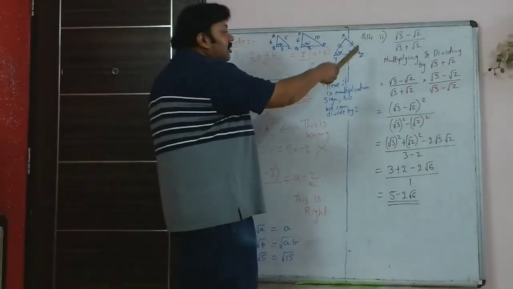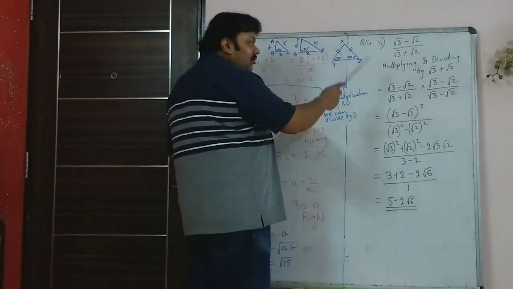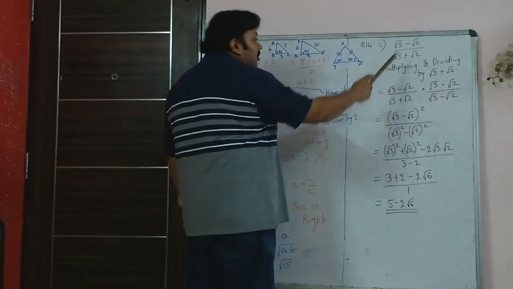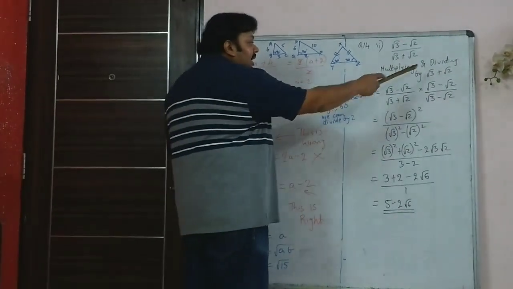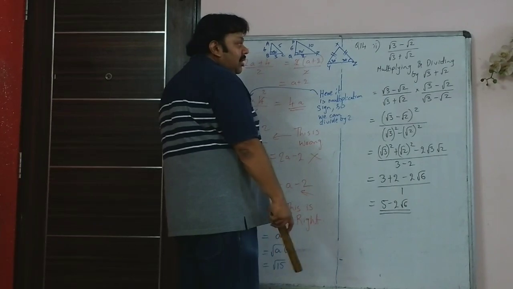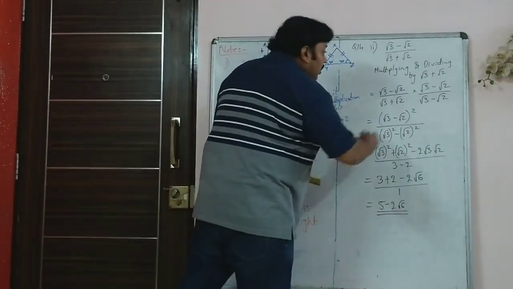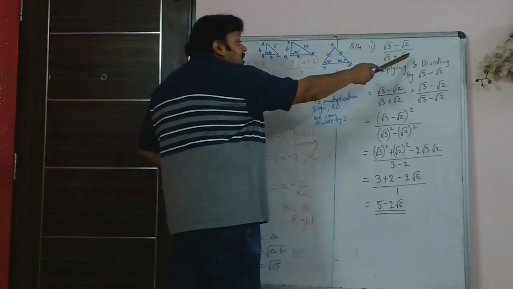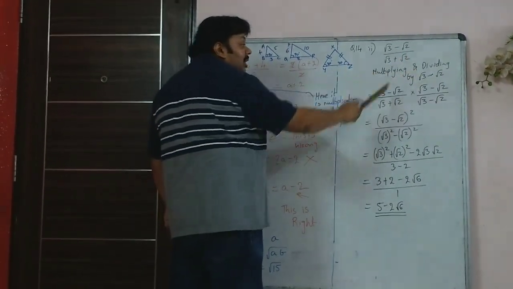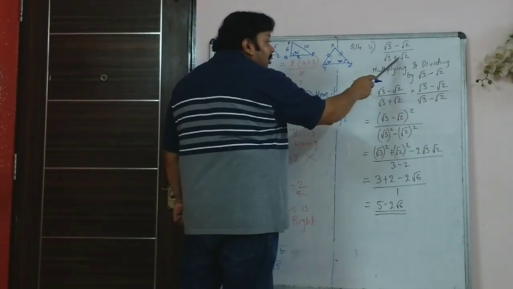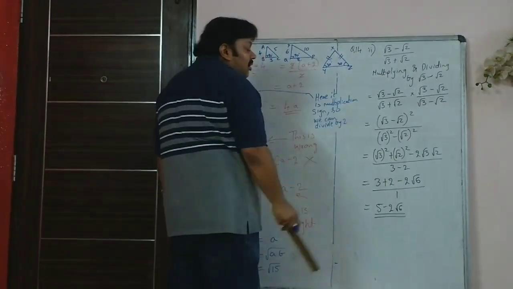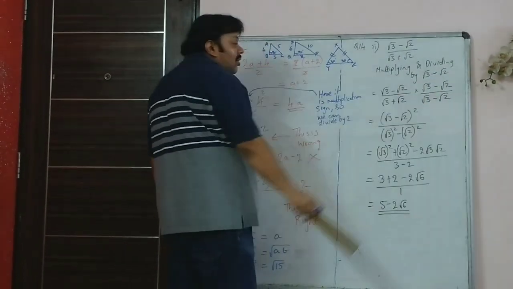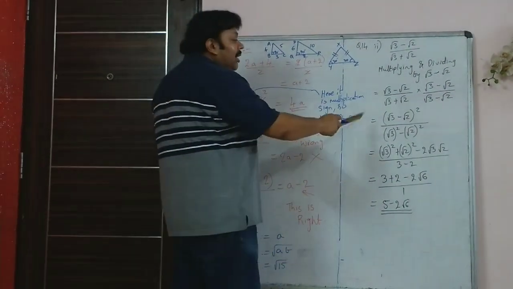Now in the next question, that is question 14, second part. First part we did. Root 3 minus root 2 upon root 3 plus root 2. So multiply and divide the number by root 3 minus root 2. Why? Because the denominator was root 3 plus root 2, so you have to multiply and divide with the same number but opposite sign. So you have done exactly this. You have done root 3 minus root 2 upon root 3 minus root 2. Why did you do this?